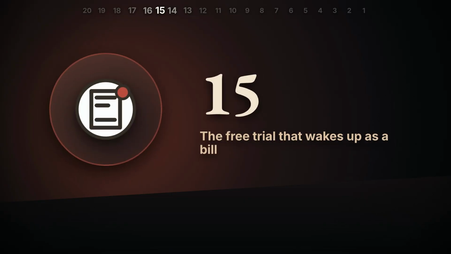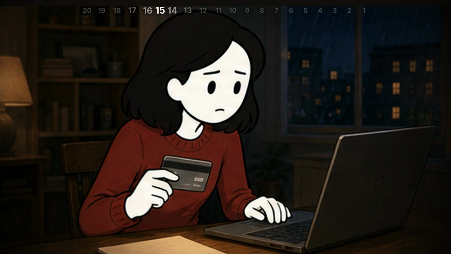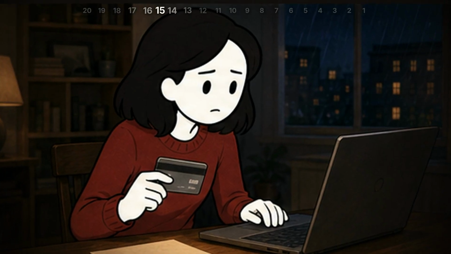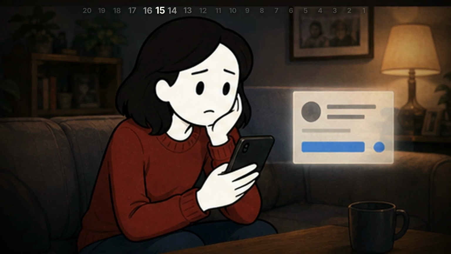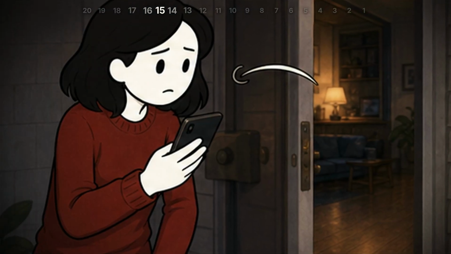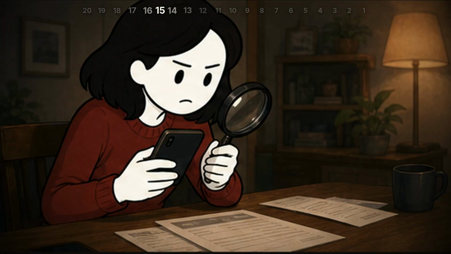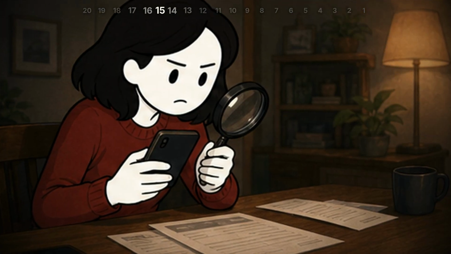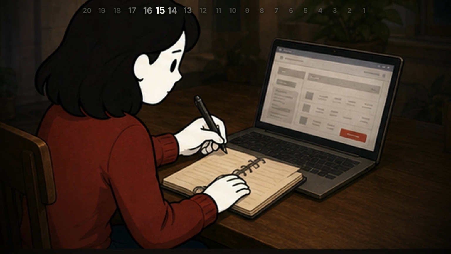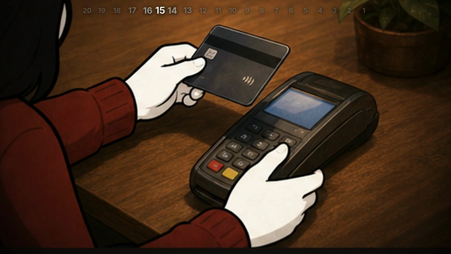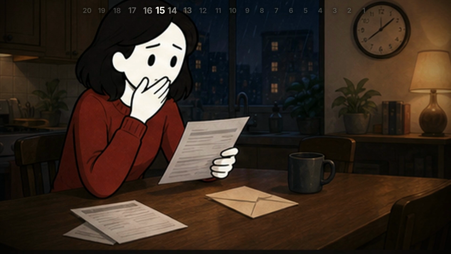Number 15, the free trial that wakes up as a bill. A 7-day trial often asks for a card before it begins. When the trial ends, the paid plan starts automatically unless you cancel. The dangerous part is the calendar, not the first screen. Save the end date when you join, then check the price after the trial and the exact cancellation steps. A trial that costs $0 today may authorize a monthly charge later.